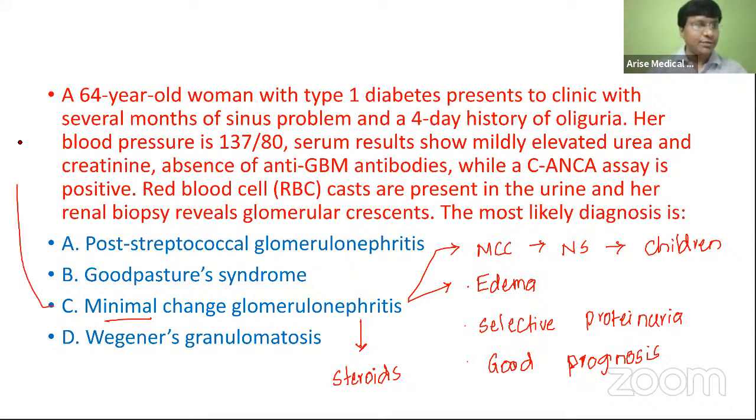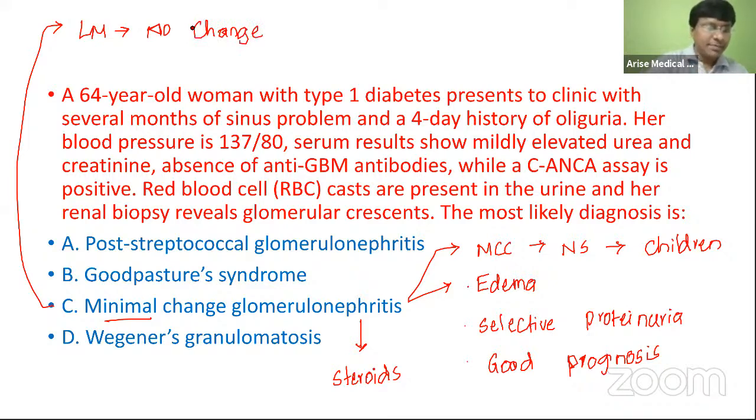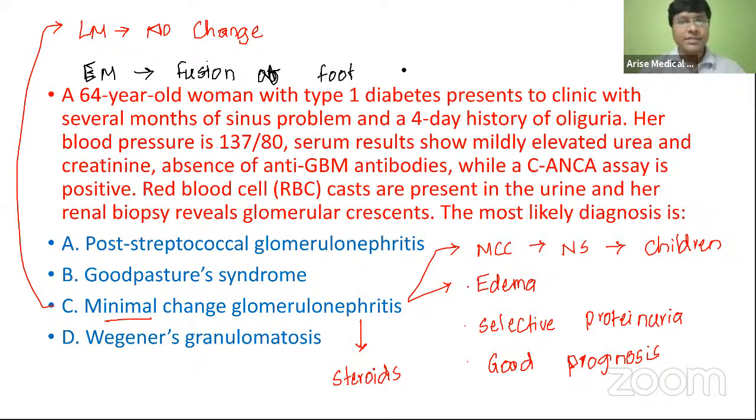And one point I should tell you is the renal biopsy picture. In light microscopy, there is no change seen in minimal change disease. Whereas in electron microscopy, you will have the fusion of the foot processes. So, this is about minimal change disease.